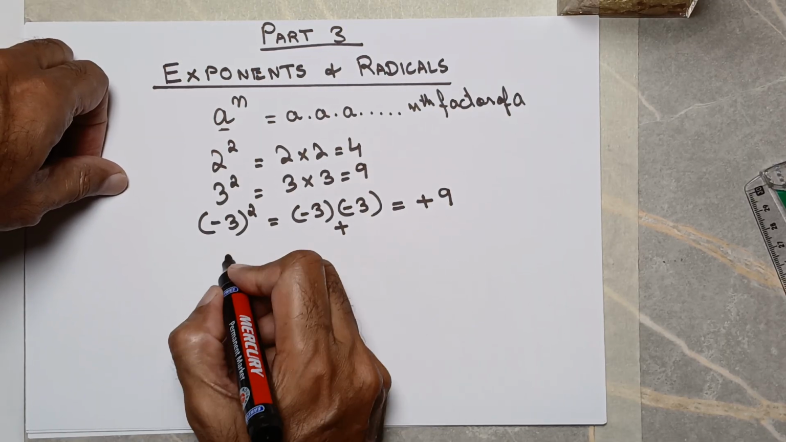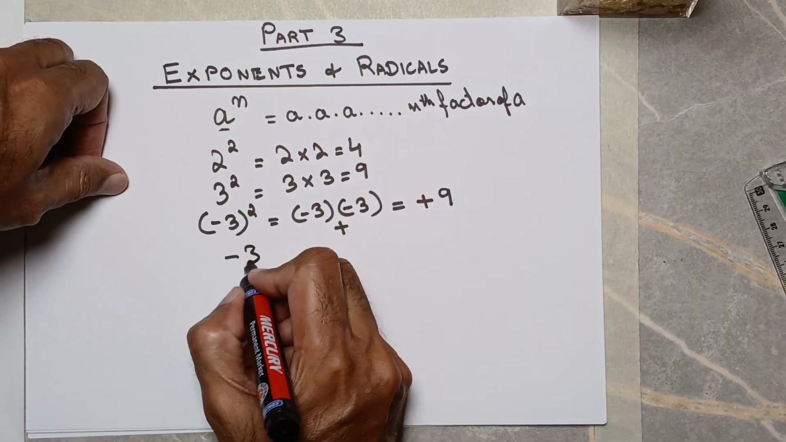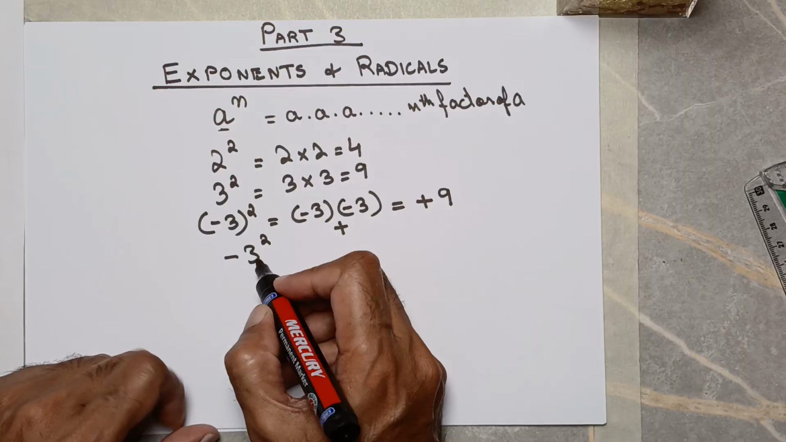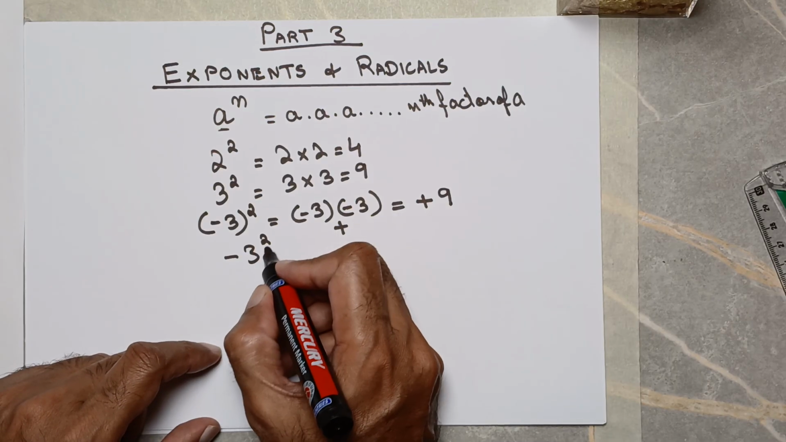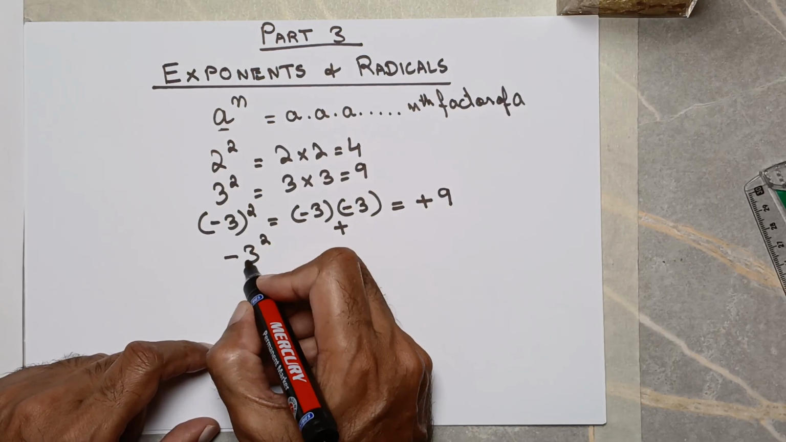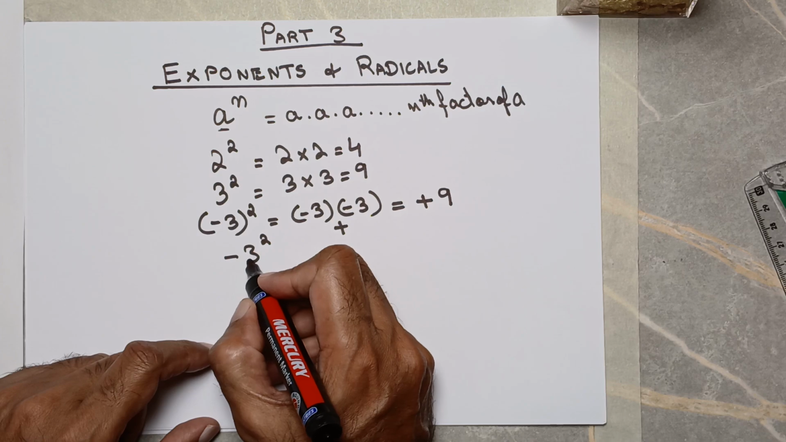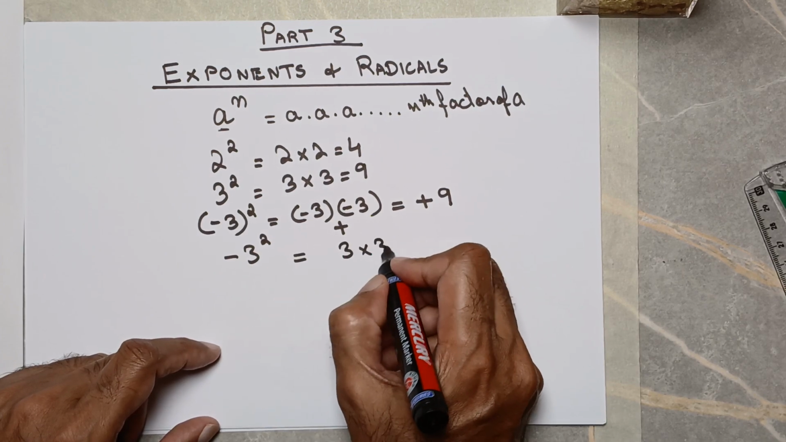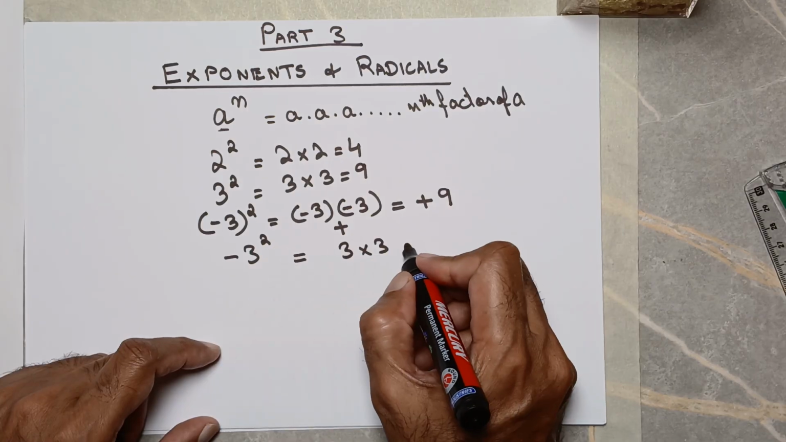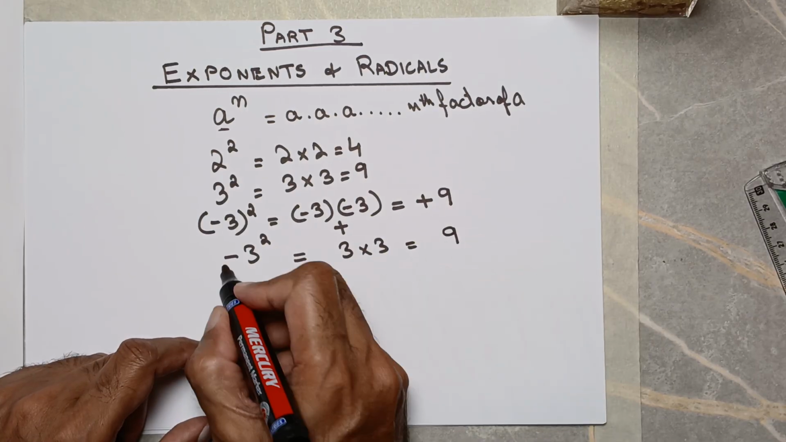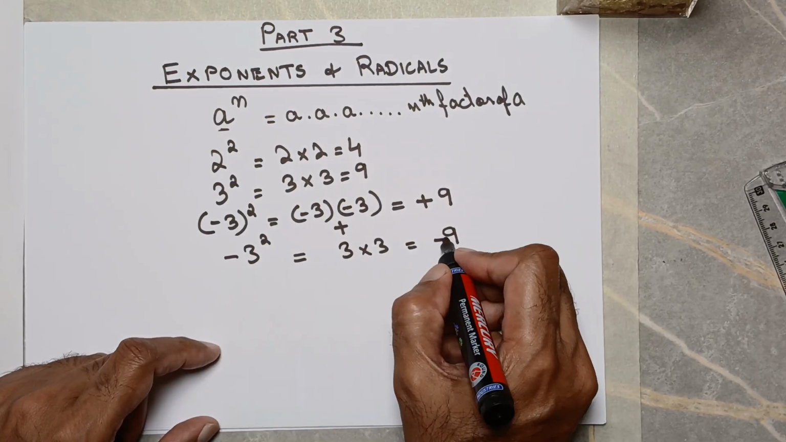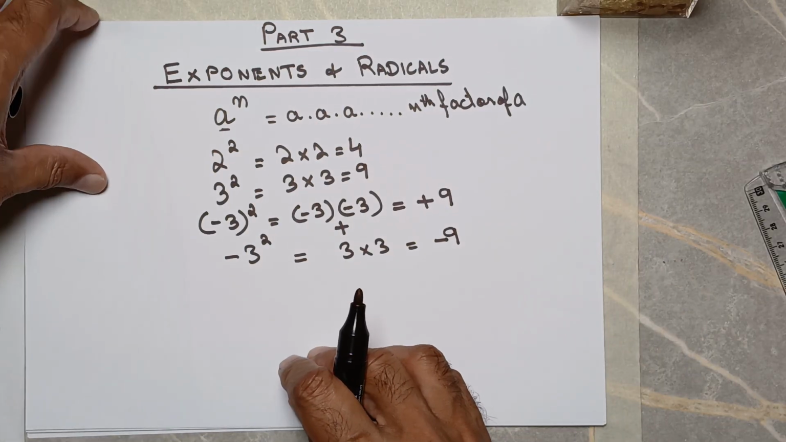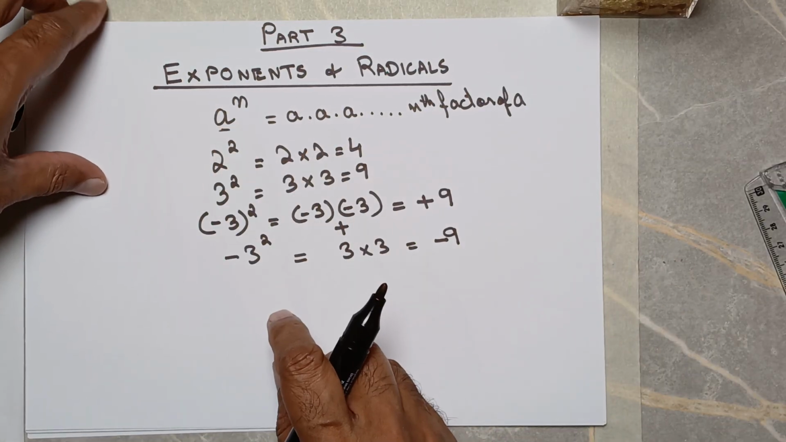But remember one thing: if I write minus 3 raised to the power 2, now here your base is 3, and this 3 is going to be multiplied twice, not this minus, because it does not contain any bracket. So 3 multiplied by 3 gives you 9, and this minus sign will come over here, minus 9. So this is a raised to the power n.